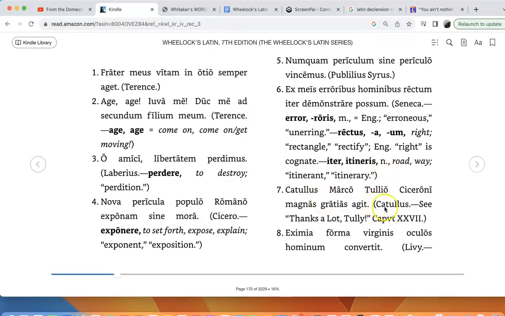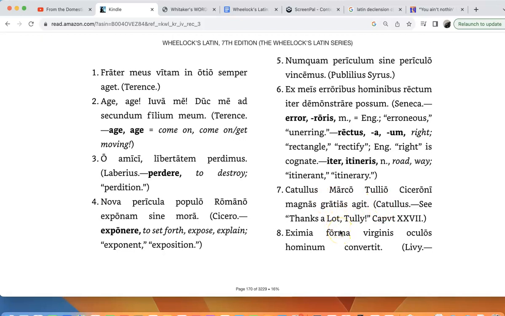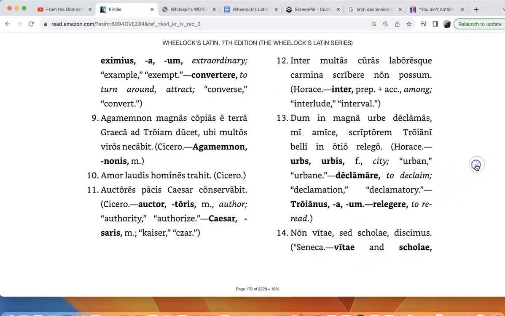And yeah, they're asking us to look at chapter 28, which we're not going to, but there's a further development of this idea in a longer text. All right, so next we go to Livy, the Roman historian. Eximia forma virginis oculos hominum convertit. This one, we have to look at our vocab here.